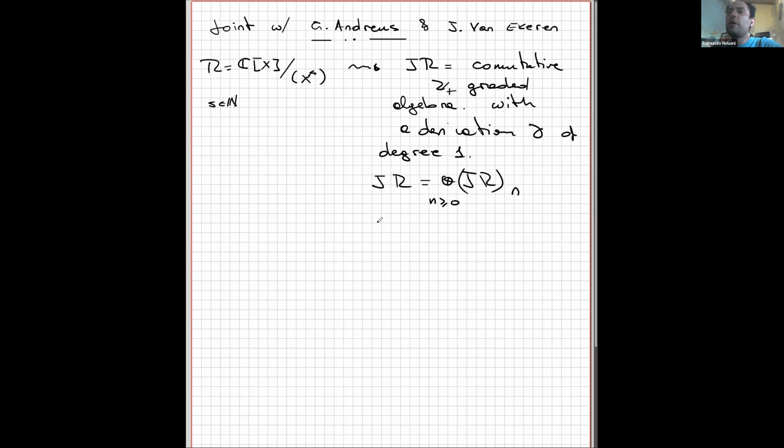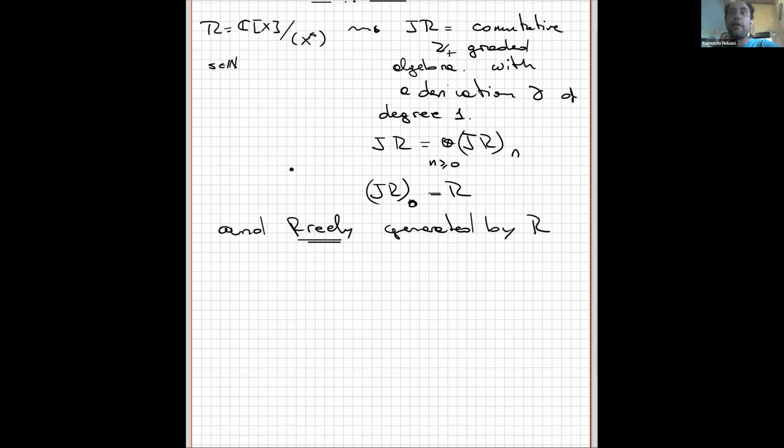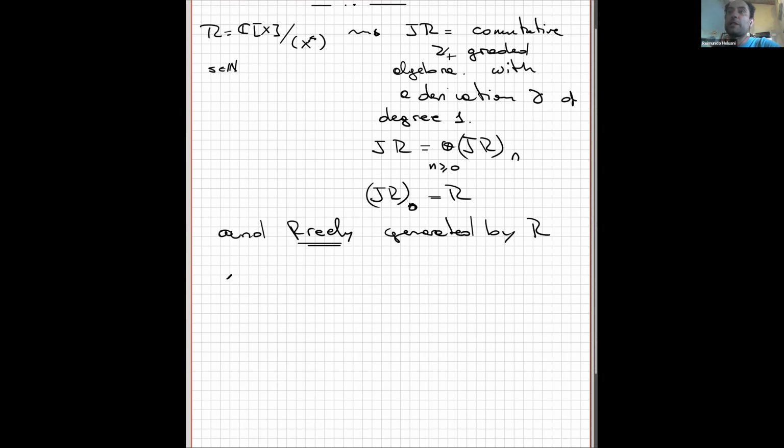It's a direct sum over n bigger or equal than 0, and in degree 0 you just have R. And it's freely generated as a differential algebra by R. Namely, if you have any other algebra with these properties, then that's going to be a quotient of this JR. And in this particular case, which is the only case that I care about, this is very simple to construct.